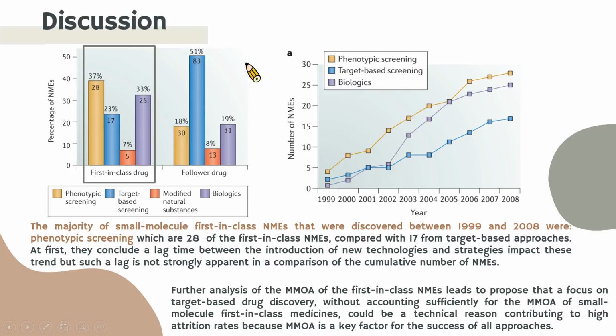Next part is discussion. The majority of small molecule first-in-class NMEs that were discovered between 1999 and 2008 were from phenotypic screening, which is 28 of the first-in-class NMEs, compared with only 17 from the target-based approach. At first, they considered that a lag time between the introduction of new technologies and strategies impacts this trend, but such a lag is not strongly apparent in comparison of the cumulative number of NMEs here.